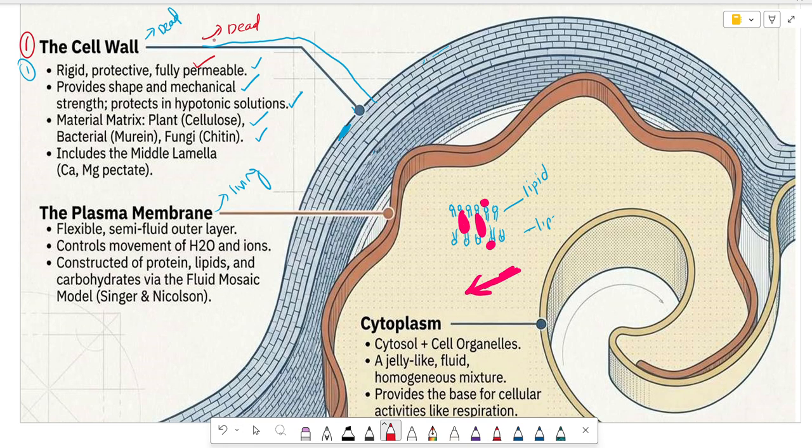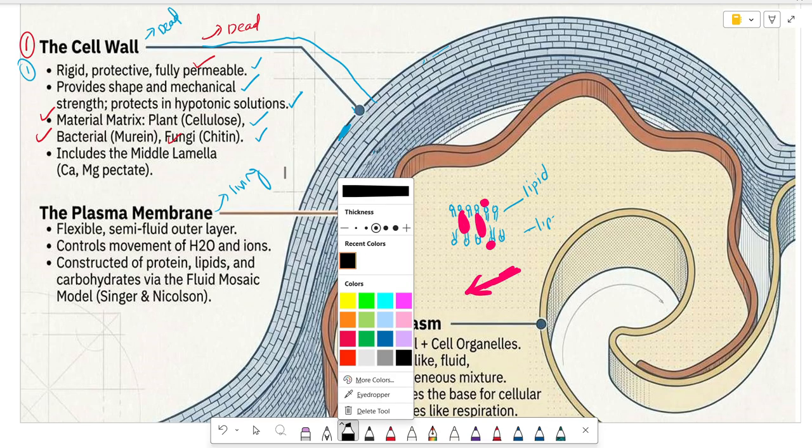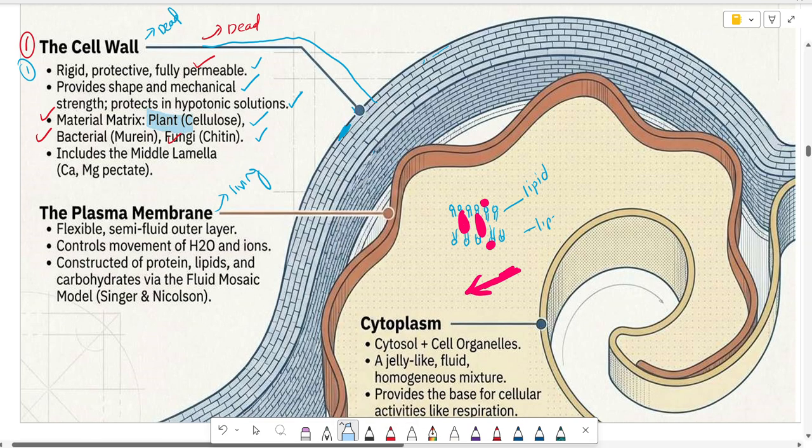Next, which types of organisms have a cell wall? It is not present in all living organisms. There are particular organisms: plants, fungi and bacteria. The first one is present in the plant, where the chemical composition is cellulose.